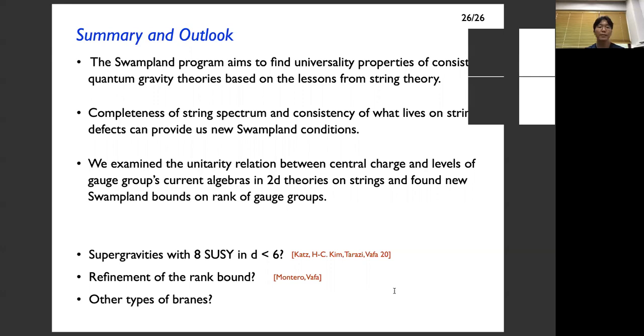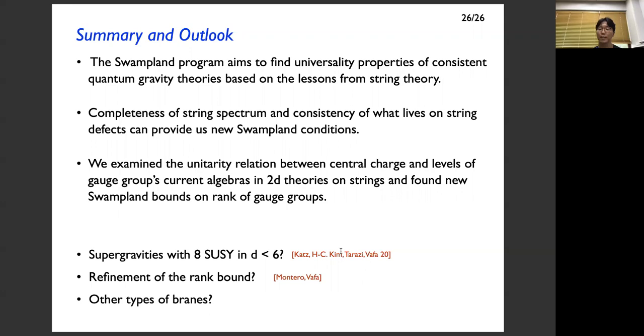And we can think about the following problems. Firstly, can you find a new bound for the supergravity theories in dimension less than 6? Along this direction, I studied 5D supergravity theories preserving eight supercharges with Karch, Terrazzi, and Bueffel. And by using the same technique, the string probes, we found some very interesting bound on the rank of the gauge symmetry in terms of the levels of the Chern-Simons terms in the low energy effective theory.